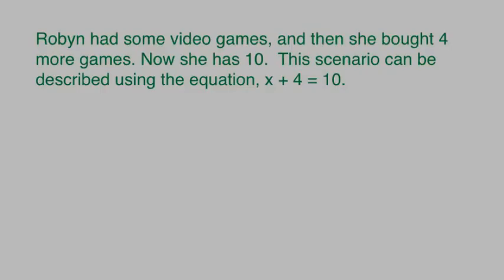So now we have a little word problem. Robin had some video games, and then she bought 4 more games. Now she has 10. This scenario can be described using the equation x plus 4 equals 10. So I've asked you on the paper, what does the x represent in this problem? Why don't you go ahead and write that out on the line that's provided for you, and then we'll check this tomorrow in class.